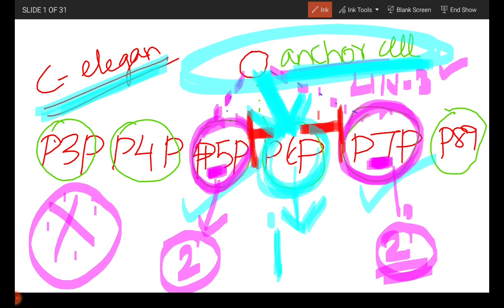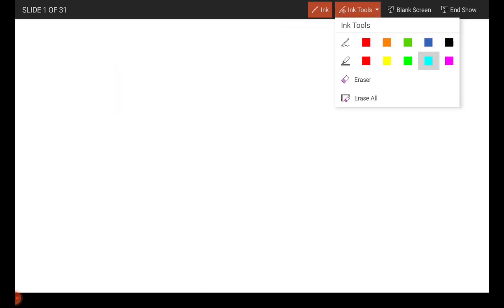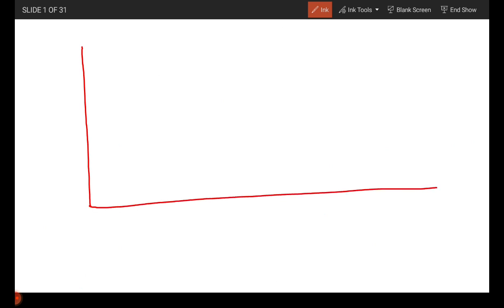What will be the result on the cell fate based on the change in the concentration gradient of a morphogen that is released by one cell? Next we will see a graph with an x-axis and a y-axis.